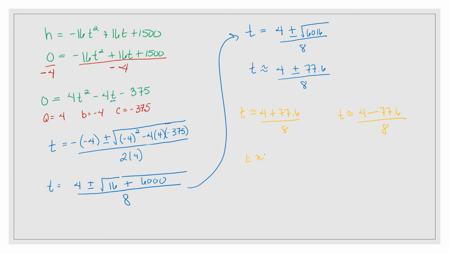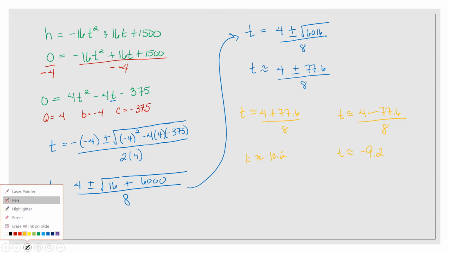Okay, you do your work, I'll do mine. Hopefully we come up with the same thing, right? Got to do 4 plus the 77.6. And then you have to divide it by 8. And I got 10.2, so hopefully we agree. And on this other one, we have to do 4 minus the 77.6 and then divide by 8. So I got a negative 9.2.